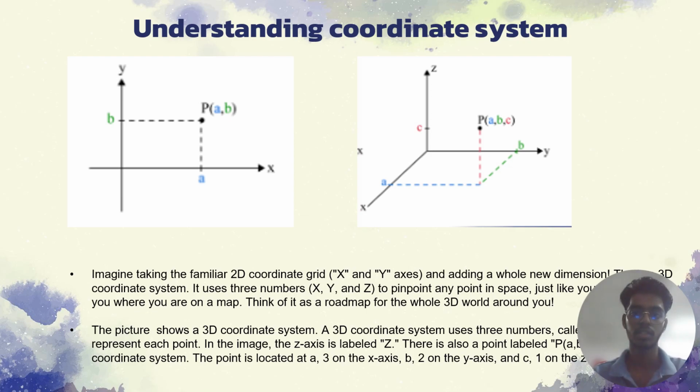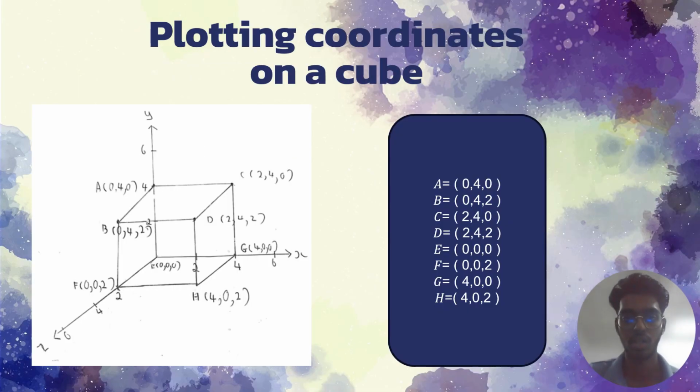A 3D coordinate system uses three numbers called x, y, and z to represent each point. In the image, the z-axis is labeled z. There is also a point labeled P, with A, B, C on the 3D coordinate system. The point is located at A=3 on the x-axis, B=2 on the y-axis, and C=1 on the z-axis. Next is plotting coordinates on a cube.